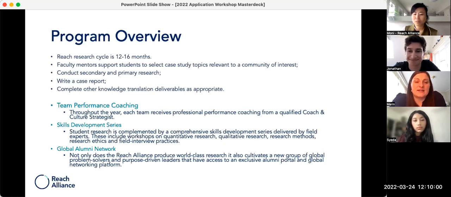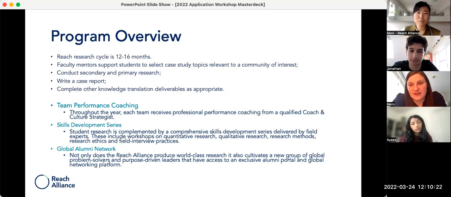The process is, as I mentioned, really student-led, but the faculty mentors do support students to select case study topics that are relevant and interesting. So our case studies come to us from partner organizations, they come to us from faculty mentors, and then of course from the students themselves. So the pitching process, which we'll speak to a little bit more briefly here, is very much driven by students. We get a lot of questions about how our case studies are selected, and it's really driven by the students.